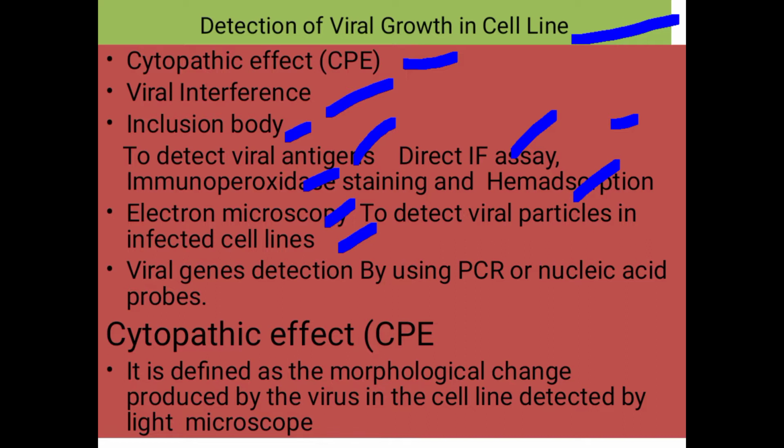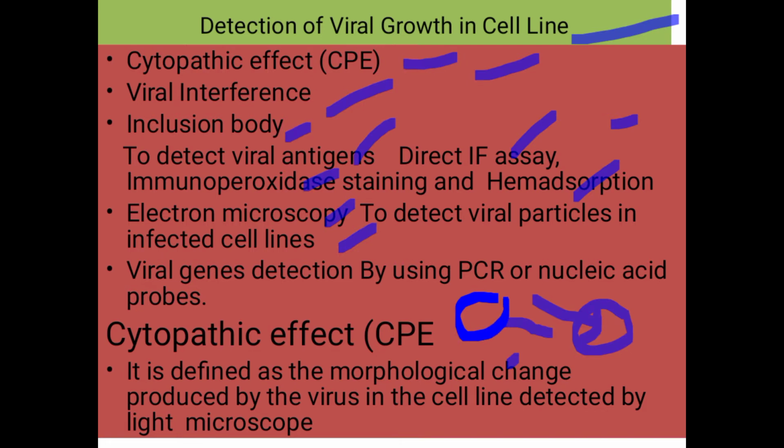So, first of all, we are going to discuss what is cytopathic effect. It is defined as the morphological change produced by a virus in the cell line detected by light microscope. When you culture a virus, suppose this is a cell, the virus will infect this cell. This virus will produce some morphological changes in the cell. They will round the cell or shrink the cell, etc. We will detect these changes by using light microscope, and these changes are called cytopathic effect.